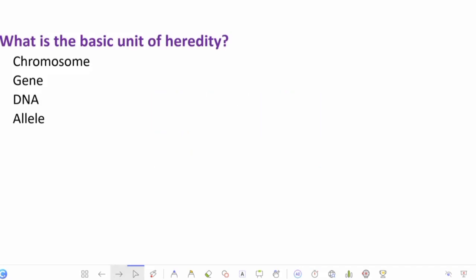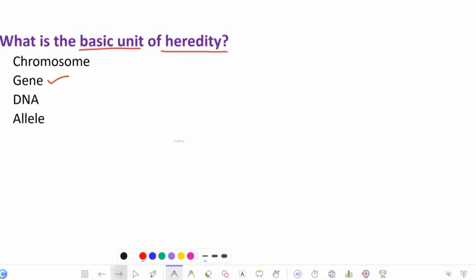MCQ number 1 is, what is the basic unit of heredity? Heredity means those characteristics which are transferred from parents to offspring. So these characteristics are transferred in the form of DNA, chromosomes, gene, or allele, but the basic unit is gene. Gene will comprise DNA, and DNA plus proteins will form chromosomes. So gene is the basic unit of heredity. This is the first MCQ.